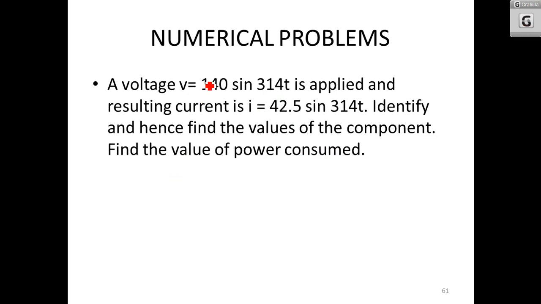Now what is voltage? Voltage V is given by 140 sin 3140. There is no angle associated with sin. Therefore voltage can be written as 140 at an angle 0 degree volt. So voltage is ready. Now what is current? Current can again be written as 42.5 at an angle 0 degree ampere.